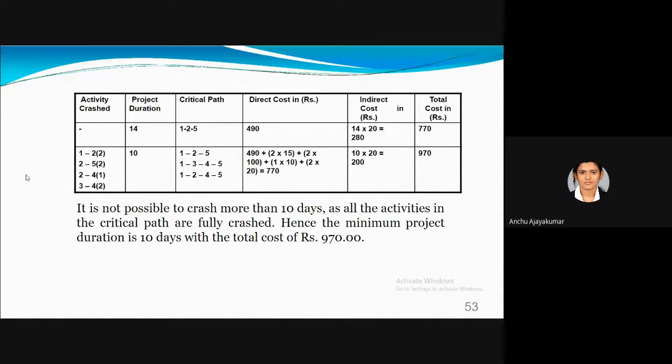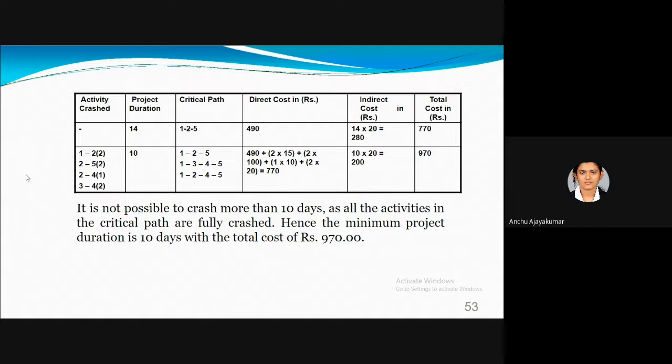From the table, what is your inference? If the project duration is decreasing, your direct cost is increasing, but your indirect cost is decreasing. Since your direct cost has more significant effect on the total cost, the total cost is also increasing.